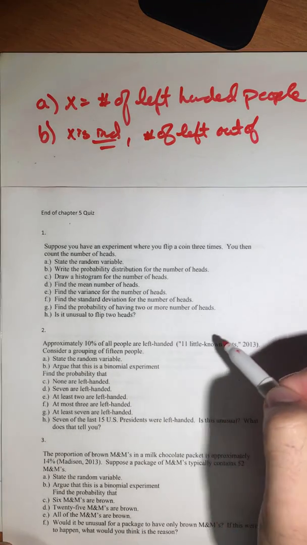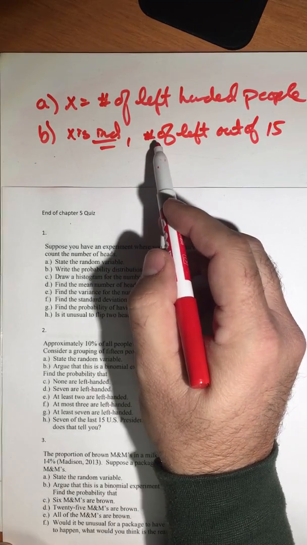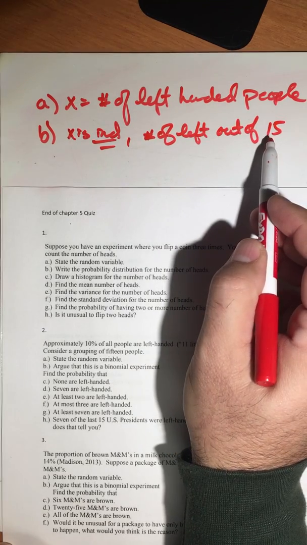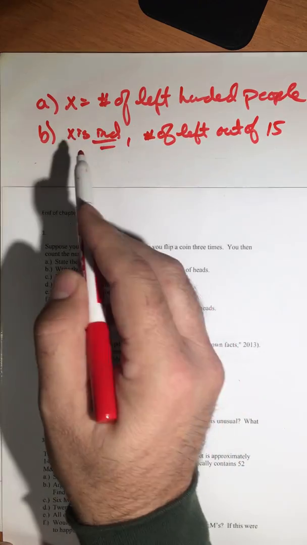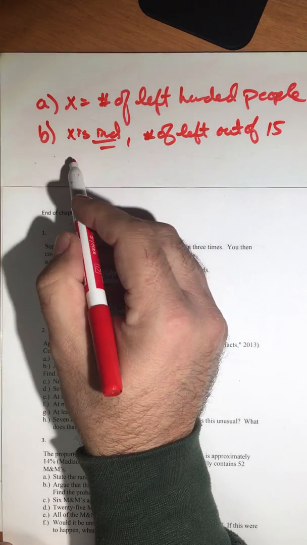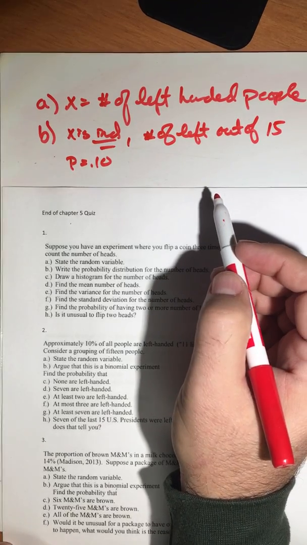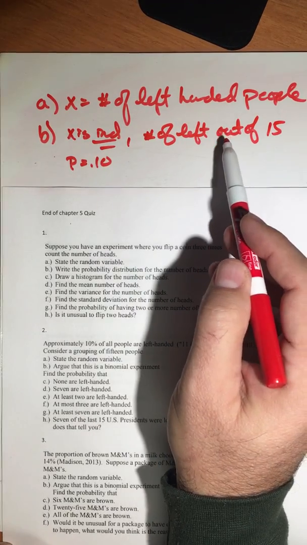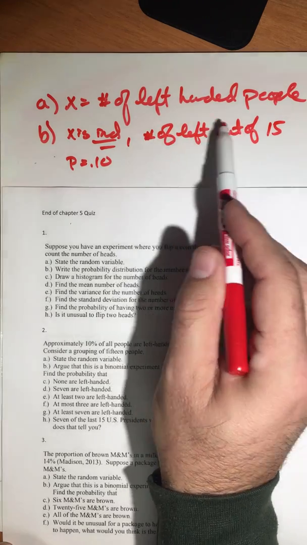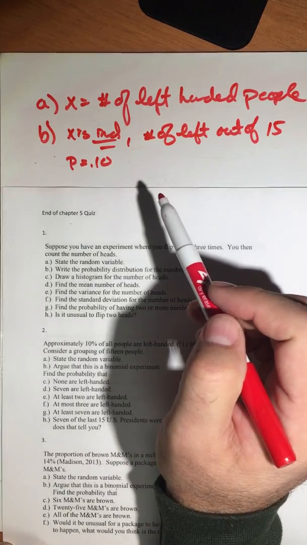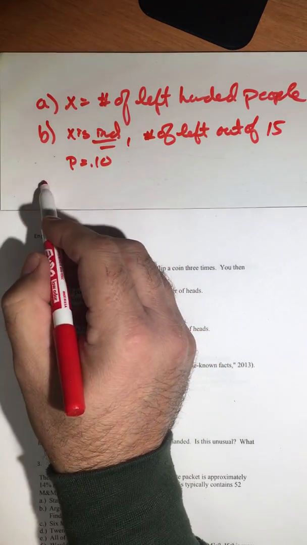We're interested in the number of left-handed people out of 15 people. So we have to be counting up the number of successes out of a fixed number of trials. So n is fixed. The probability is fixed, so p equals 0.10 from person to person. So we have independent events, a fixed number of trials, fixed probability, and we're interested in the number of successes out of 15 tries. So therefore it fits all four classifications.